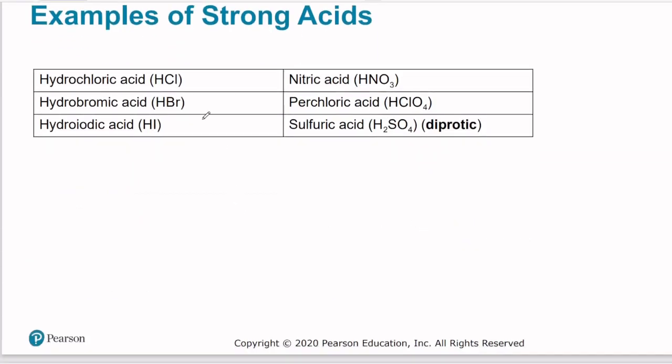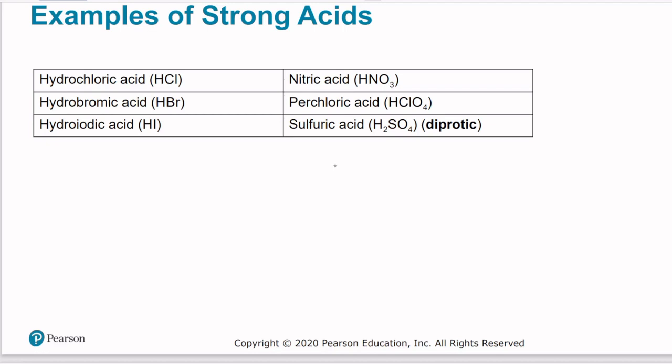So here are some strong acids: HCl, HBr, HI. Notice HF is not on this list. HF is actually a weak acid. It is the only one of the halo acids that is a weak acid. Here we have nitric acid, perchloric acid, and sulfuric acid. The hydrogens that are out in front are the ones that indicate acidity, which are the only ones that we have in these cases.